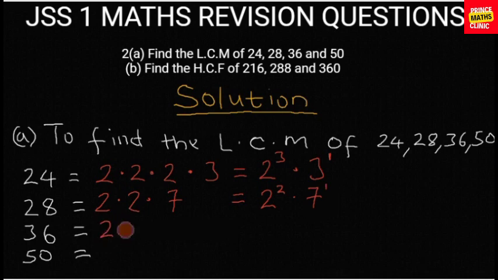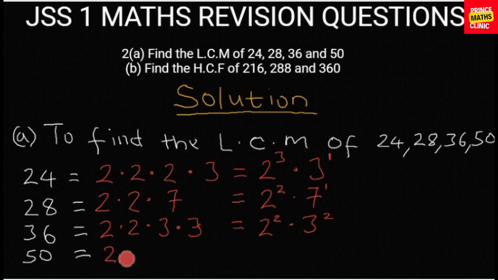36 is 2 times 2, which is 4. 4 times 3 is 12. 12 times 3 is 36. So 2 here appears 2 times. Then 3 here appears 2 times. Good. Then the last one, 50.